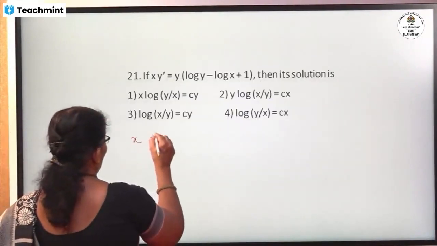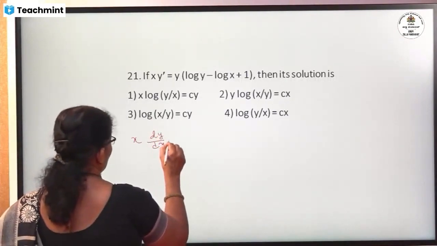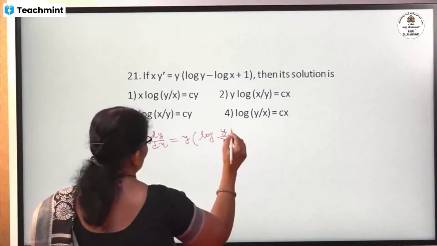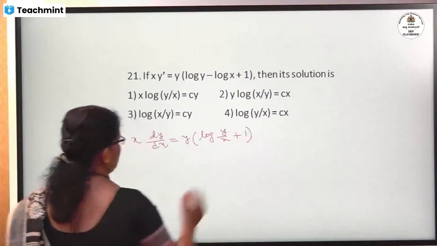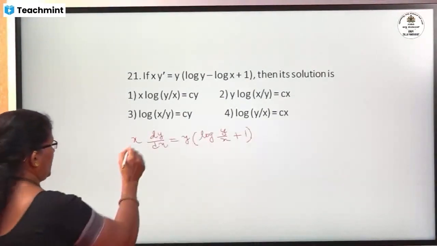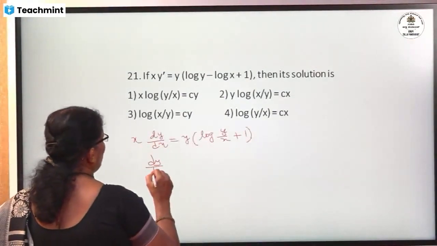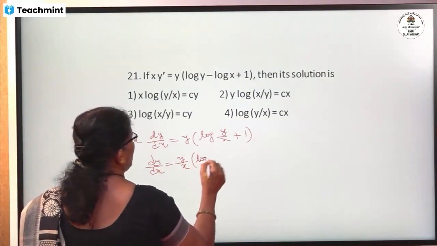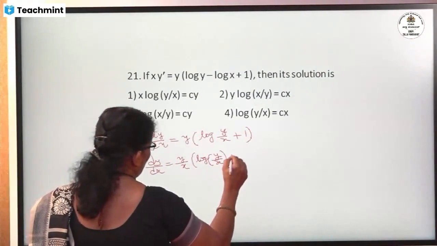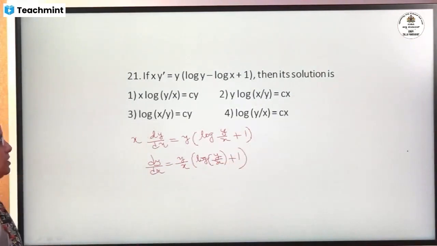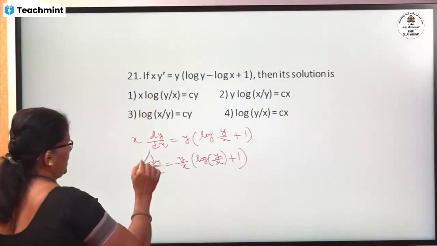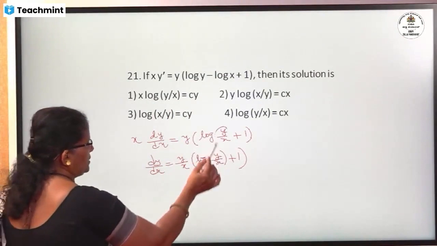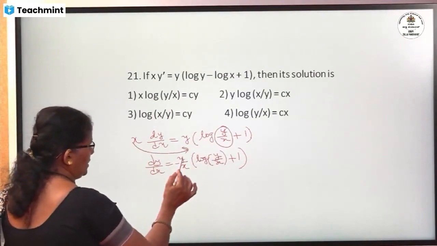Now what I have, x dy by dx equal to y into log of y by x plus 1. So maybe I will shift this x here. What I get is dy by dx is y by x into log of y by x plus 1. Check if that is all right. This is dy by dx. There is an x. Log y minus log x is log of y by x. There is a y by x. Therefore, I will shift this x here. I get y by x.